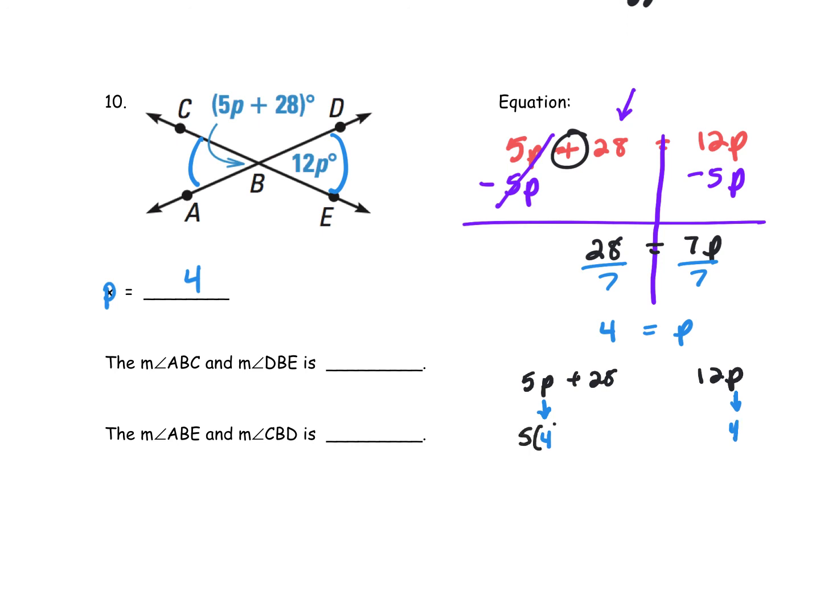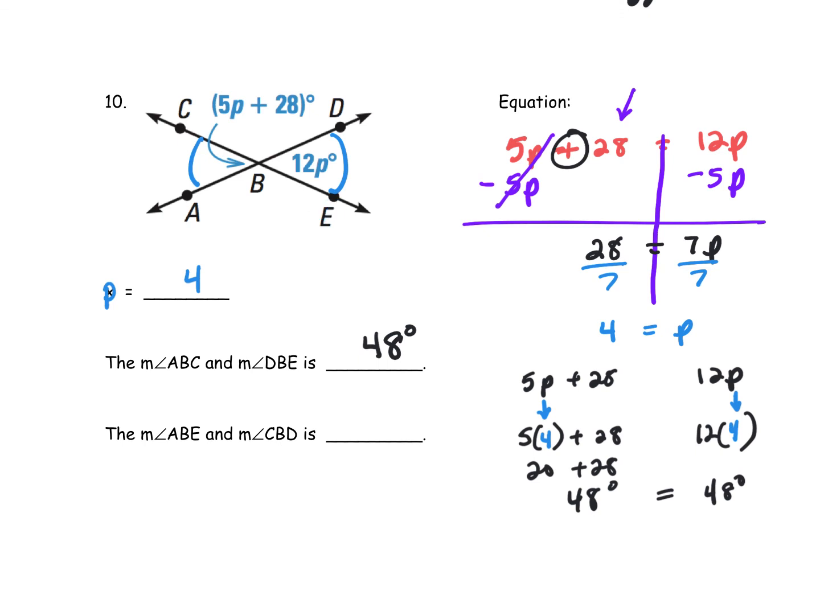This particular one would take 5 times 4 plus 28. That would be 20 plus 28, which is 48. And here we'd take 12 times 4. And 12 times 4 is indeed 48. So now we've kind of proved that we understand and we did everything correctly if these two angles equal one another as they should.